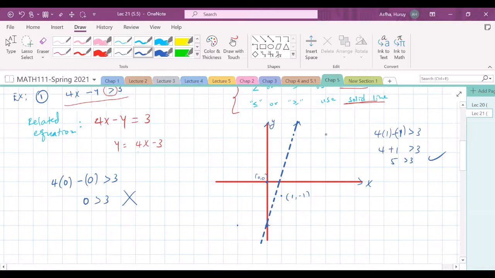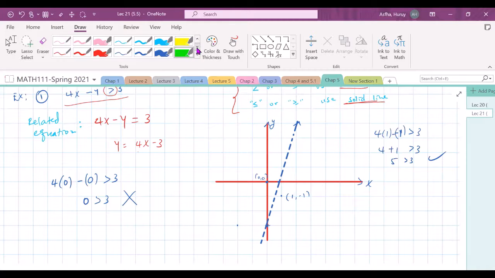Now, how do we represent the solution? For a linear equation in two variables, we know the straight line, or the graph itself, is the solution set to this equation. But here we have an inequality, and we said this area on the right side of the line is the solution to the inequality. Therefore, what we do is shade this area. So I'm going to shade it.